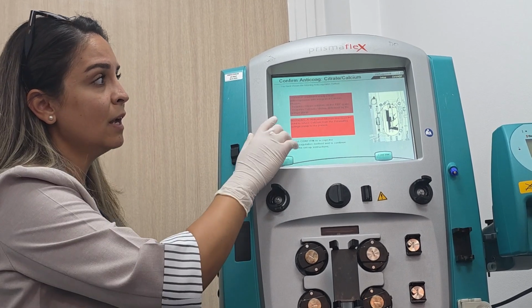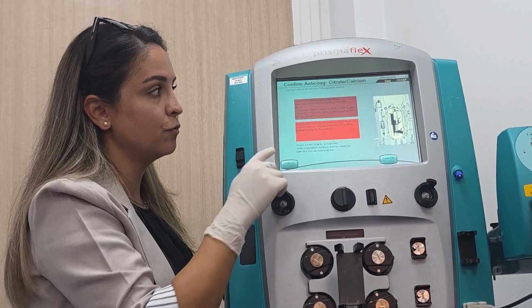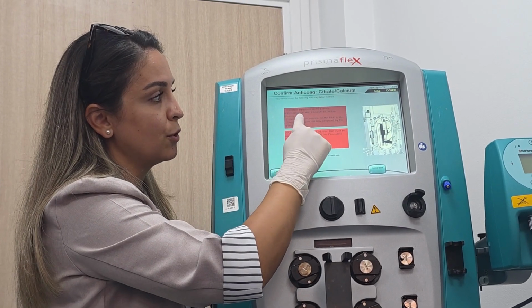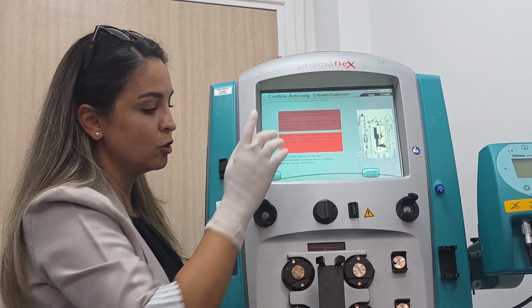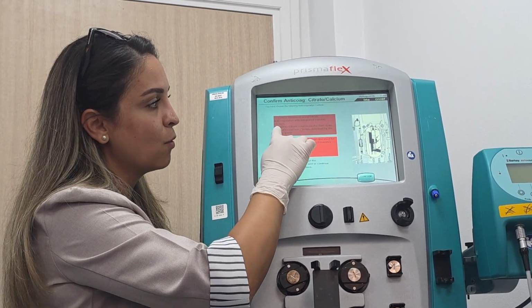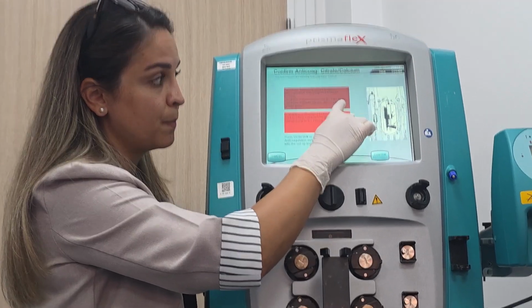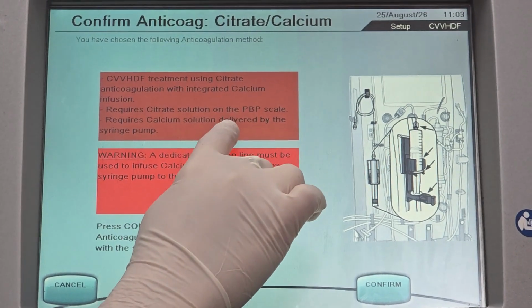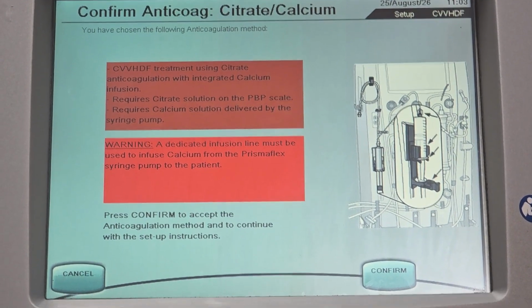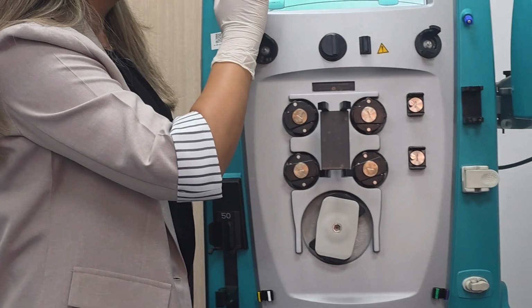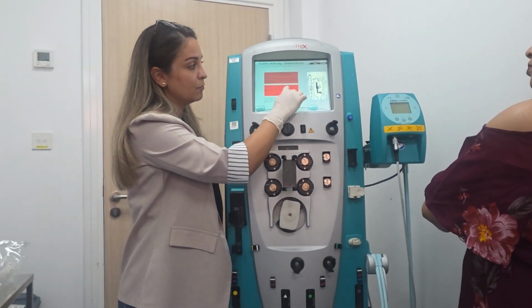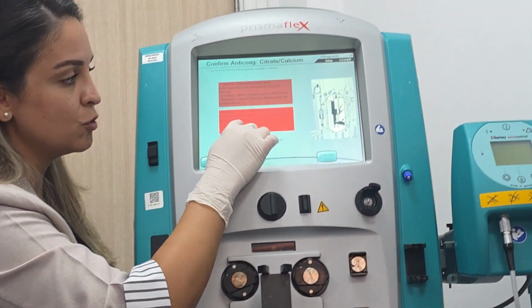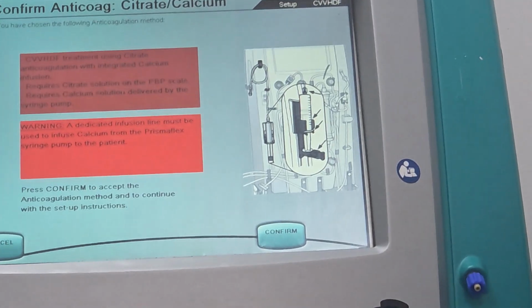Now, here just a notification for you that CVVHDF treatment performed using the citrate anticoagulation with integrated calcium infusion requires citrate solution on the PBP. See, it's telling you here to put the citrate. It requires calcium solution delivered by the syringe pump, so you will deliver calcium here. A dedicated infusion line must be used to infuse calcium from the Prismaflex syringe pump to the patient. So here is where you need the calcium line.